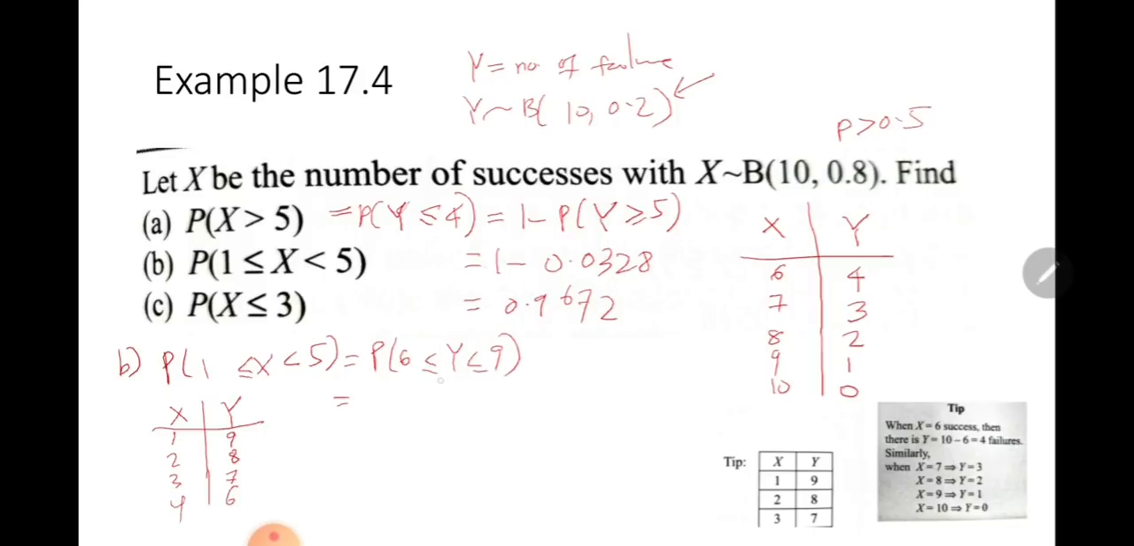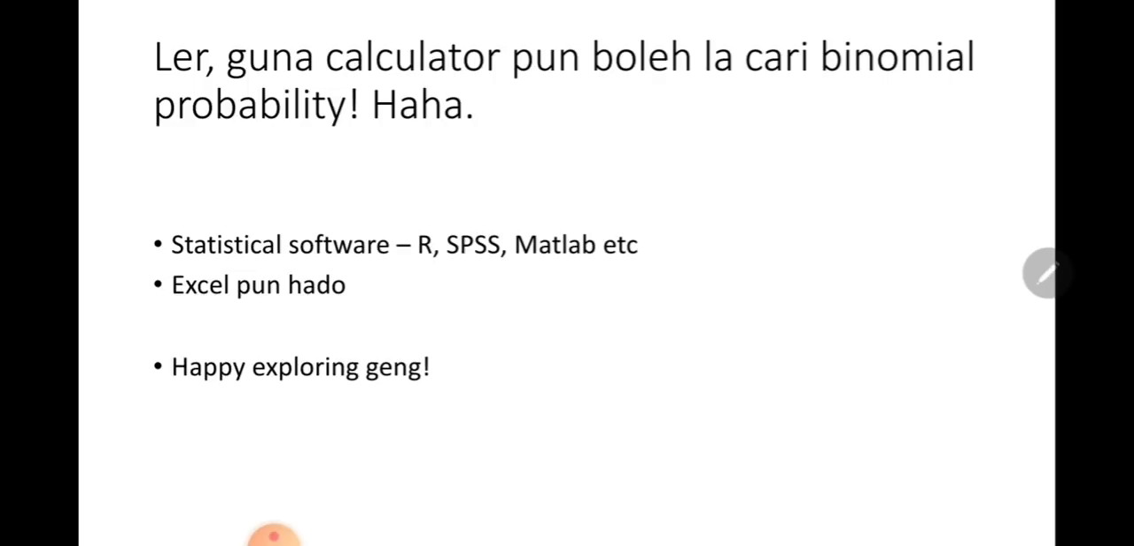So if you use the table, this will be P(Y ≥ 6) minus P(Y ≥ 10). So you will get 0.0064 minus 0. So if you look at Y greater or equal than 10, it will be 0. Okay, so that's your answer. So that is how you use the formula or statistical table to find binomial probability.